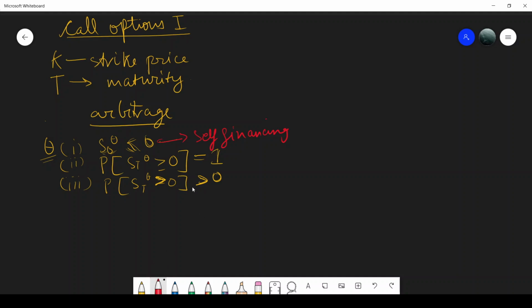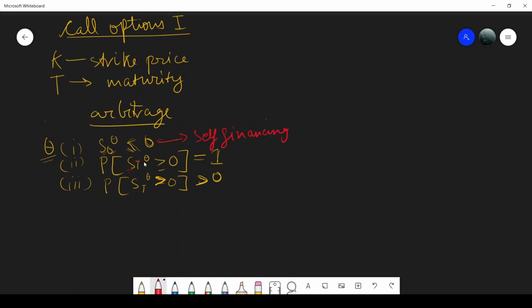And let's go to the second condition. The second condition states that the probability of the value of strategy S at time t, the time here is t now, it's not zero, it's at some point of time t, is greater than or equal to zero, is equal to one.